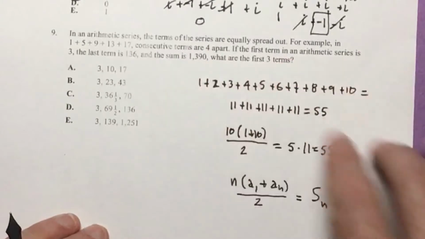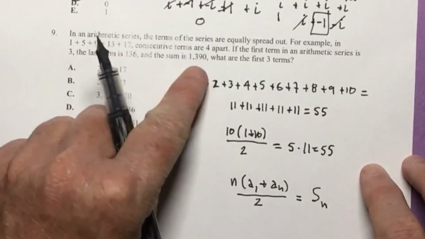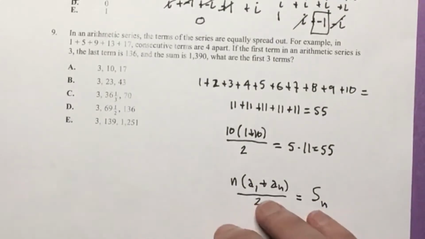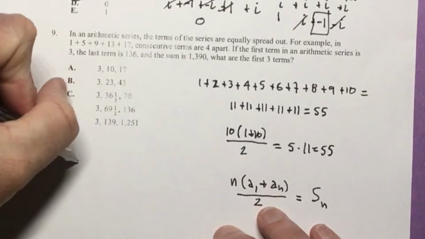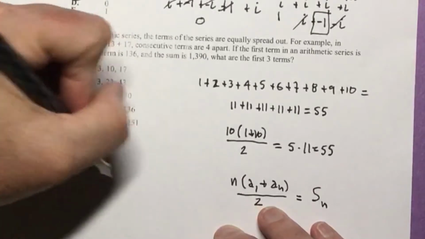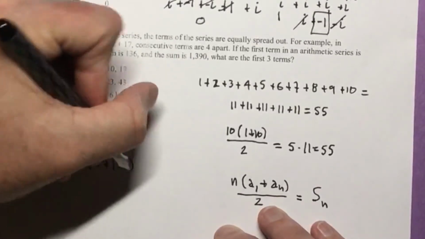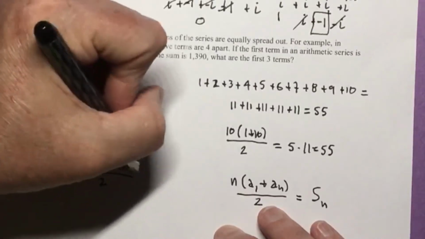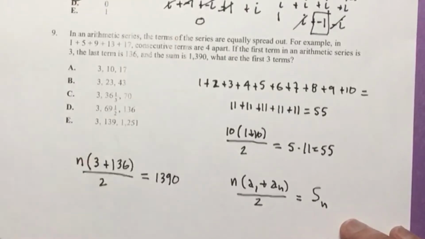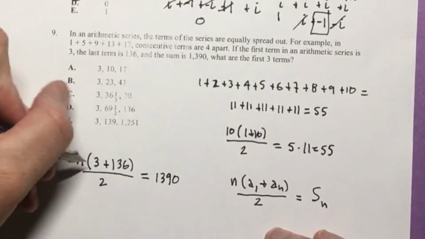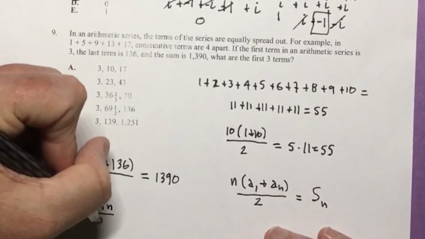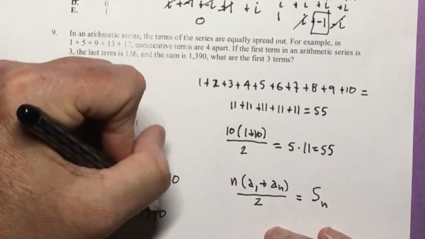Now in this example, we know the first term, we know the last term, we know the sum. What we don't know is the number of terms, okay? But we know this, we know that whatever the number of terms is, let's call it n, if I multiply that by the first term, which is 3, plus the last term, which is 136, and divide that by 2, that should equal my sum, which we know is 1,390. Okay, excellent. All right, well that means 3 plus 136 is 139 times n over 2 equals 1,390.